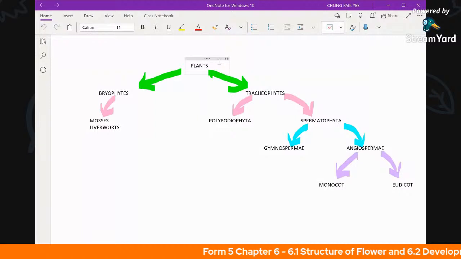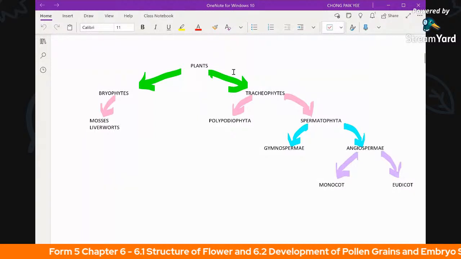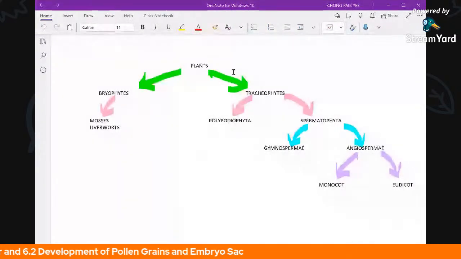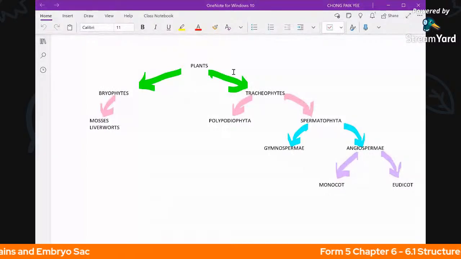Now under plants, we have 2 major groups. I would not want to specify whether it's phylum or whatever, so I don't confuse you. Sometimes it's a subphylum; under the phylum you have subphylum, and under order you have suborder. I'm not too sure which group they are, so never mind.